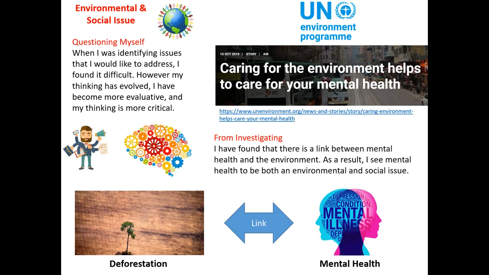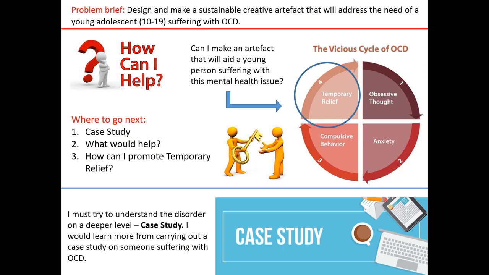Then looking at the environmental and social issue, I was trying to make a link between mental health and it being an environmental issue as well as a social issue. I was looking at how caring for your environment has a positive effect on your mental health, and that came from the UN Environment Programme. So I was thinking that if this is the case, it would also mean that mental health could be seen as an environmental issue as well as obviously a big social issue.